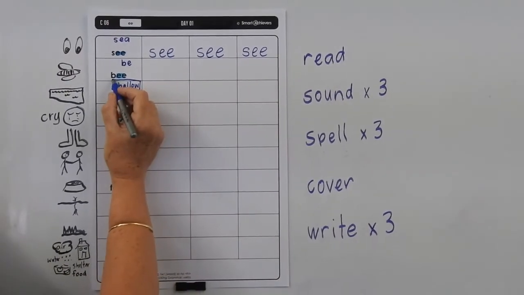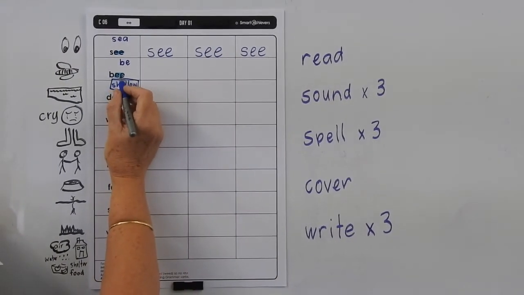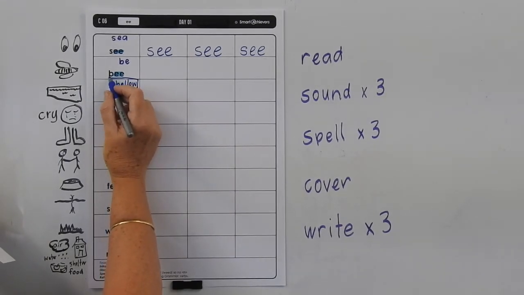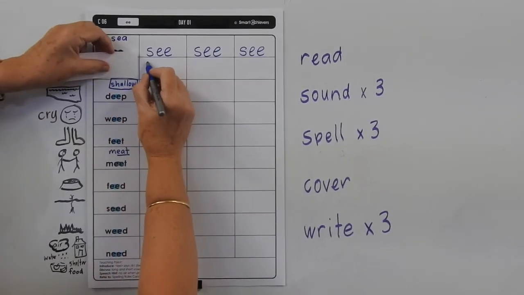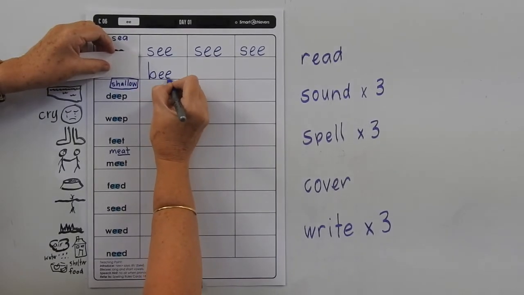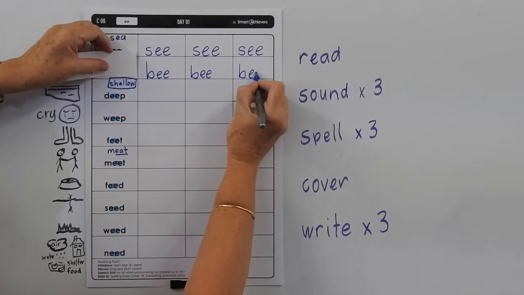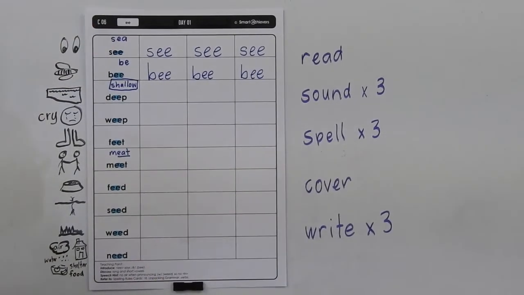Next one is bee. B, E, E. You can do the rest of those on your own.